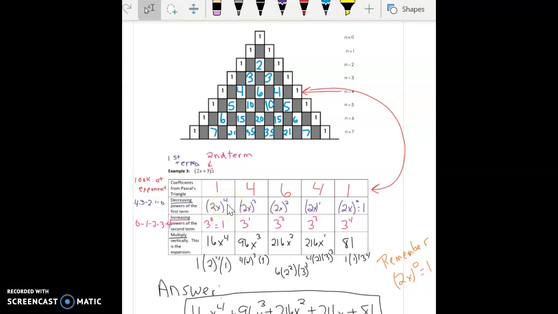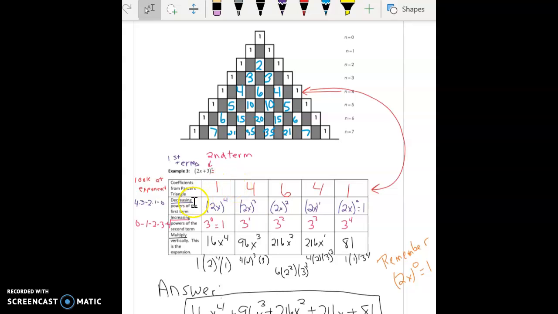This is how you solve Pascal's triangle, using Pascal's triangle. So the first thing you want to look at is your exponent. Our problem is 2x plus 3 raised to the 4th power. So we look at the 4th line where there's a 4 there, and you're going to write those numbers down. 1, 4, 6, 4, 1.